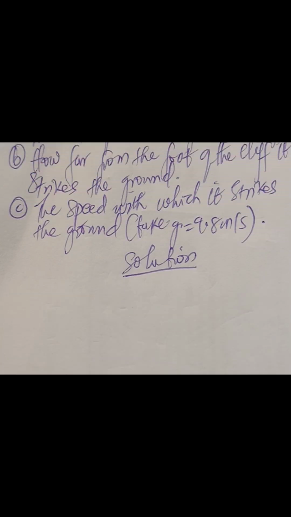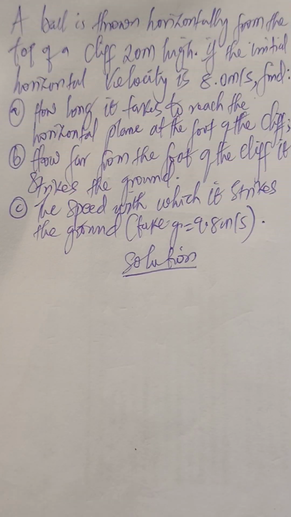Hello and welcome back. So I have this question still on projectile motions. Say the ball is thrown horizontally from the top of a cliff 20 meters high. If the initial horizontal velocity is 8.0 meters per second, find the following.